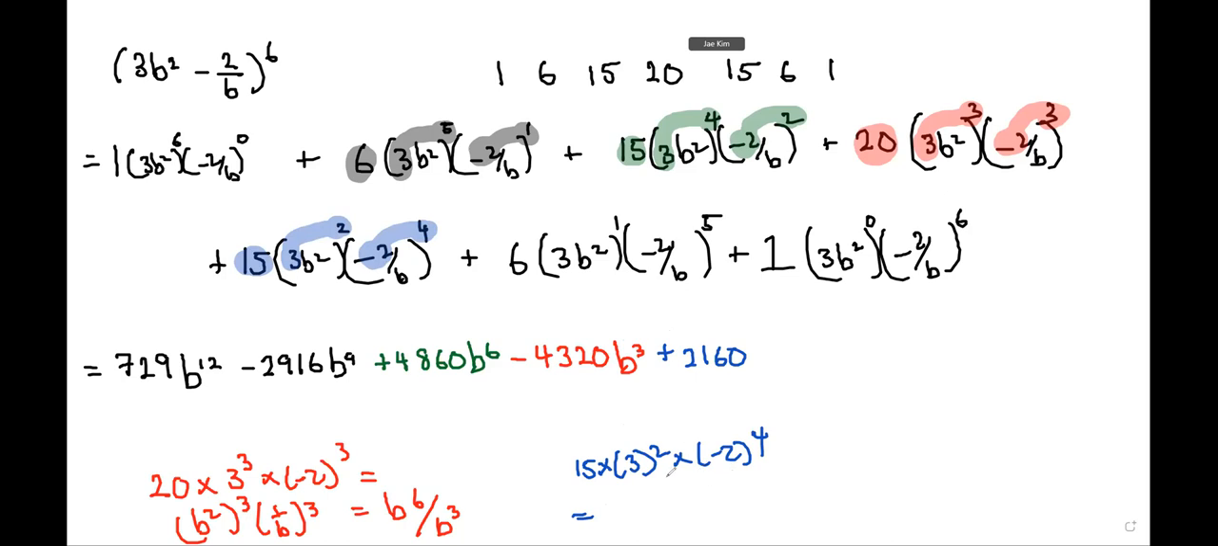Next. B squared is to the power of 2. 1 over b is to the power of 4. That is b to the power of 4 divided by b to the power of 4. That's just nothing. It's just 1. So I don't have to write that.